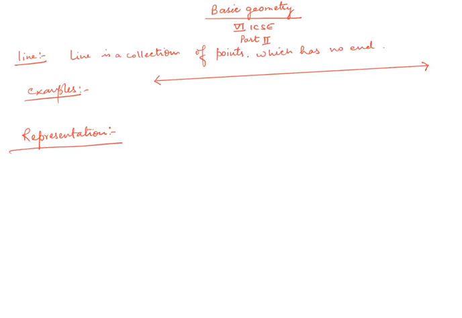So line is a collection of points. You can see this line is made up of a lot of points like this. Small points are there. They are connected with each other, and this makes a line. There are also many examples in our real life.